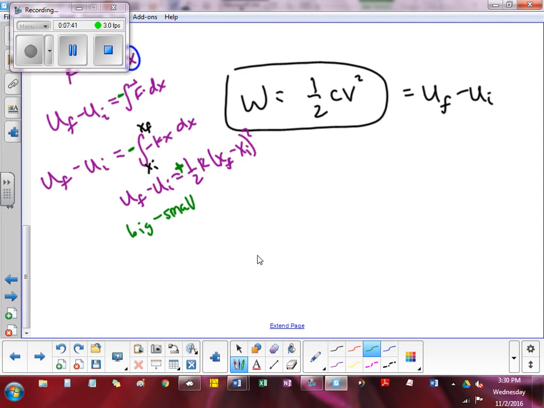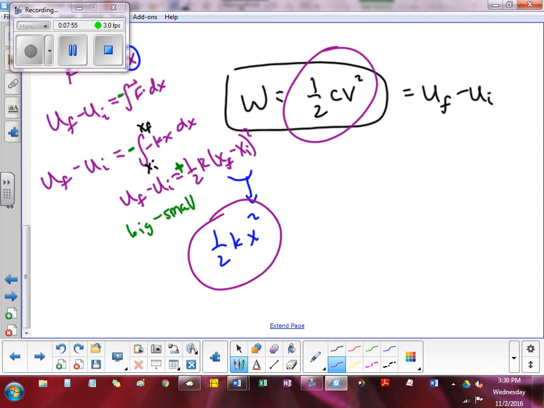Okay, so you might remember doing that, and you basically get 1/2 k. And a lot of people just like to think of x as the amount we displaced. So instead of x final minus x initial, a lot of people like to just call that x. So notice how similar this looks. 1/2 kx squared, 1/2 cv squared, right?